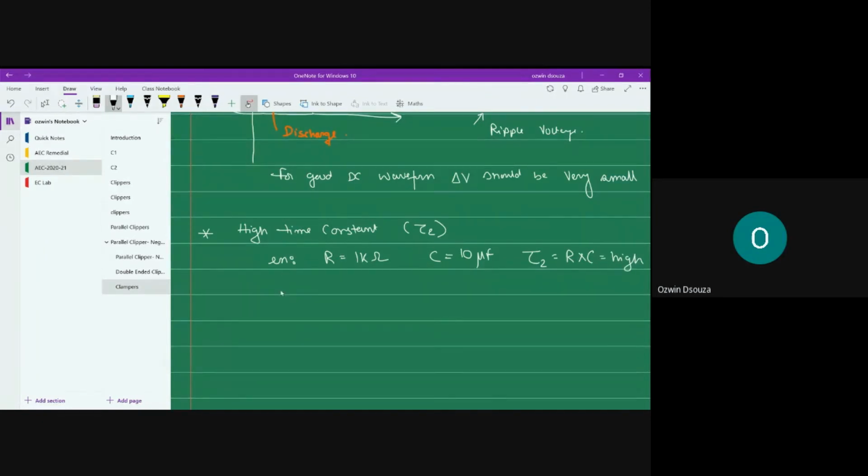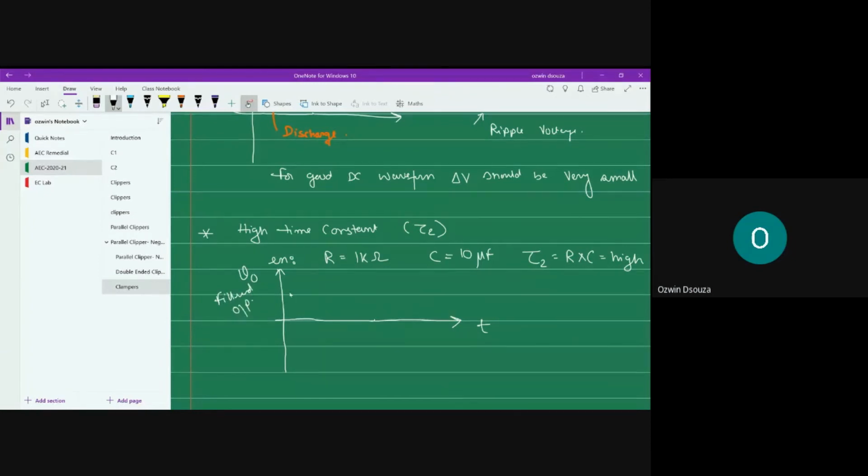So by choosing a very high time constant, you can control the discharge interval of the capacitor. The capacitor, or the entire circuit, will now have more capacity to retain the charge. So by retaining the charge, you can limit the discharge period of the capacitor. All right. So this is your output. Again, let me write, this is your filtered output.